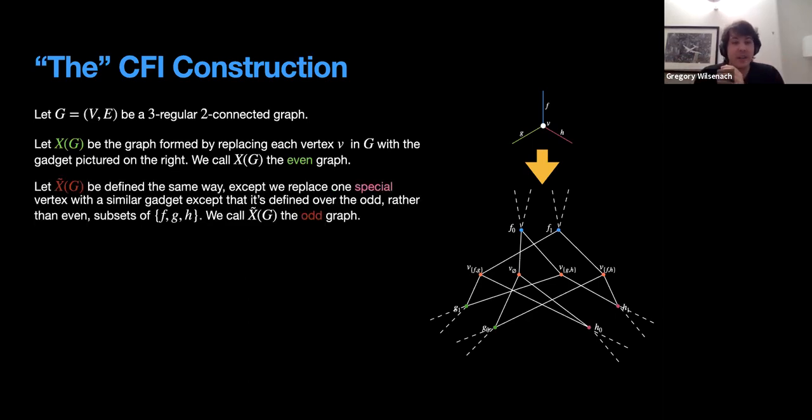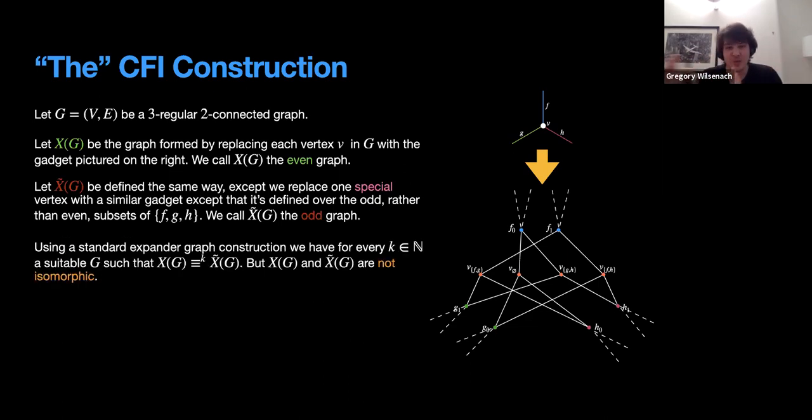And then we also build another graph, tilde XG, which we call the odd graph, which is defined exactly the same way, except in this case, we select one special vertex in G. And instead of replacing it with this gadget, we replace it with something that looks very similar, except instead of looking at the even-size subsets, we look at the odd-size subsets. We add an internal vertex for each of the odd subsets. And otherwise it's defined in the same way, and this is called the odd graph.